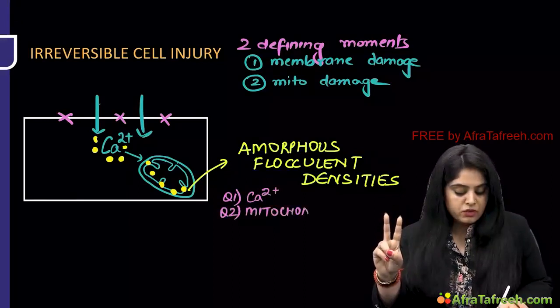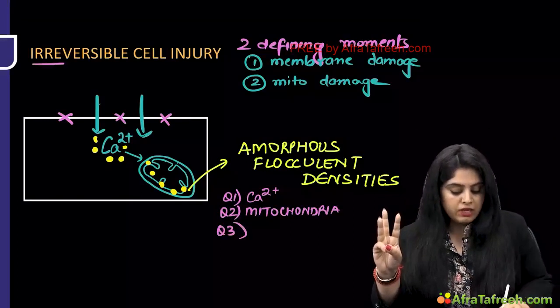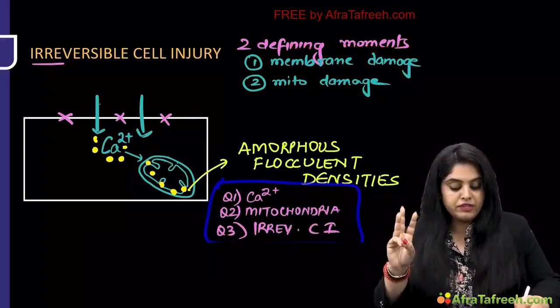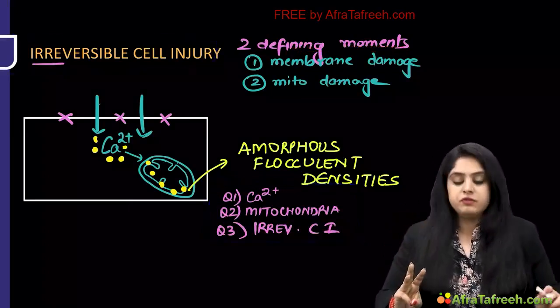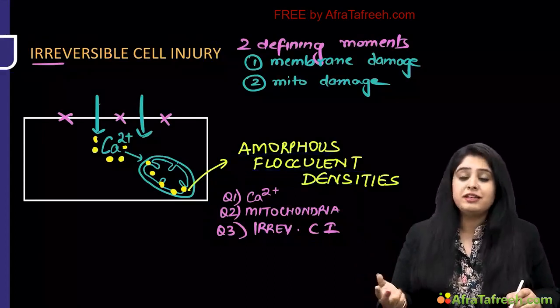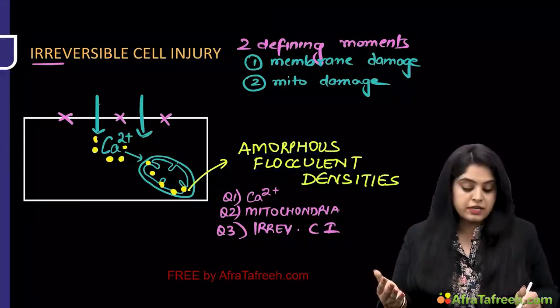Question number 2, which organelle are you seeing this inside? This is seen inside mitochondria. And question number 3, which injury am I in? I am now in irreversible cell injury. So where do you see this? You see this in irreversible cell injury. 3 very important points when it comes to this amorphous flocculent density: calcium in the mitochondria in irreversible cell injury. Super duper important information that you have to know.